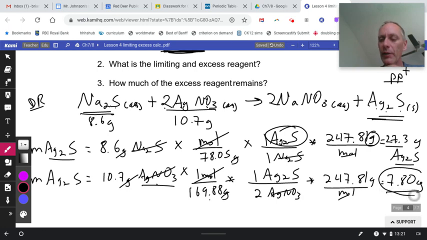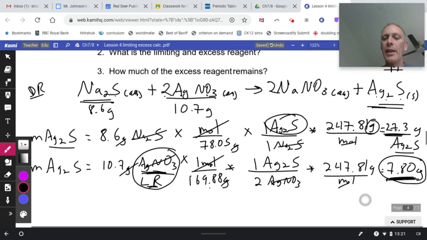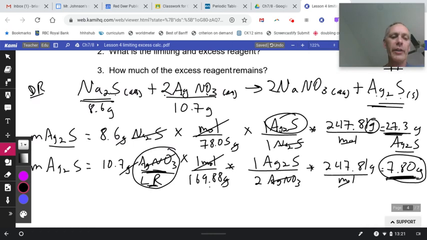Always the lesser amount. So our limiting reagent is AgNO3. It will be all used up to make 7.80 grams. The reaction will stop. It will never reach 27.3 because we've used up all of our AgNO3 to get 7.80 grams. So you can see why there's a lot of work. You need that balanced equation. You got to solve it twice, once for each reactant.